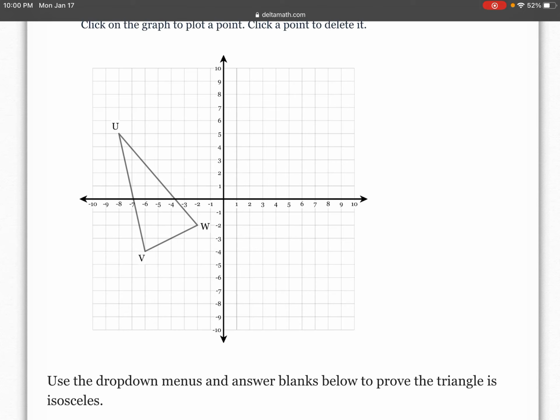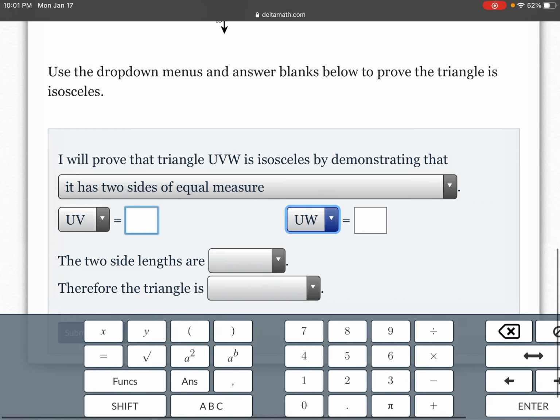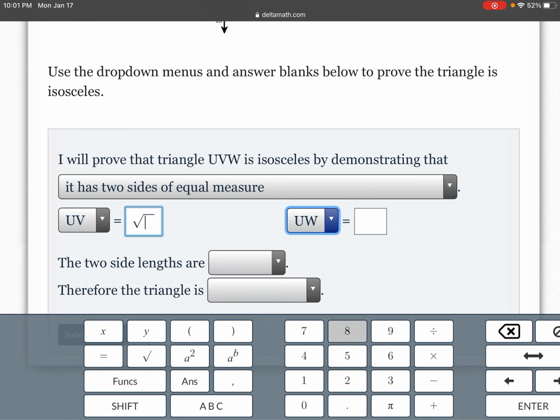So if I make a right triangle between the U and the V, I would have to go down, let's see, 1, 2, 3, 4, 5, 6, 7, 8, 9 boxes down and 2 boxes across. So 9 squared is 81, and 2 squared is 4. 81 plus 4 is 85. So we have to do the square root of 85. And since the other side has to be equal, then that's also going to be the square root of 85.